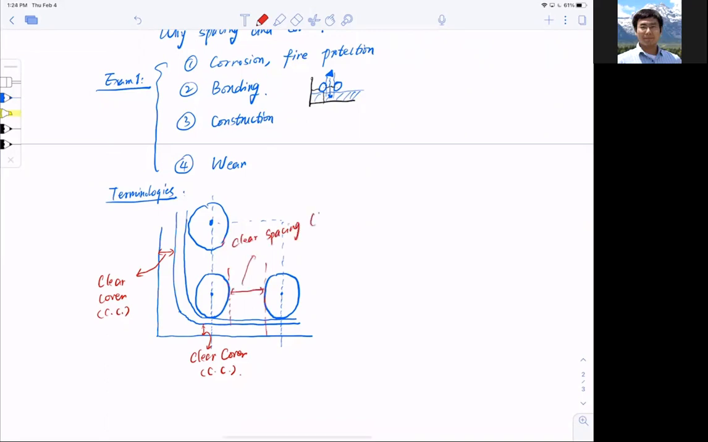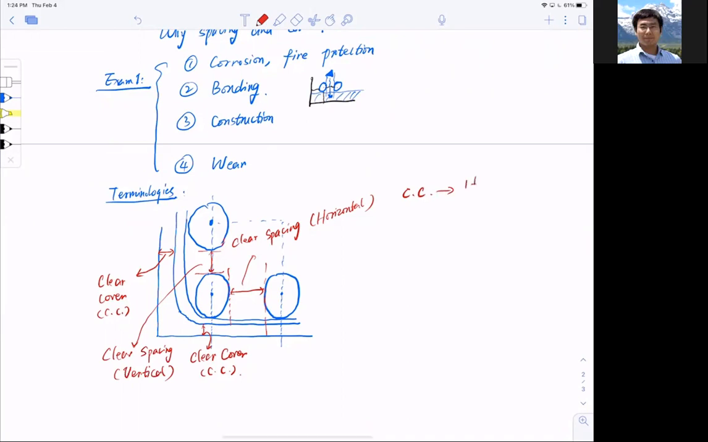Now this is clear spacing in the horizontal direction. I also have a clear spacing in the vertical direction. Let me just put it here. And yes, you guessed it right, they're different. The requirements on these are different. Now these are spacings.